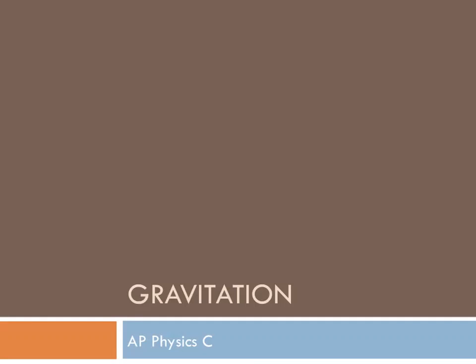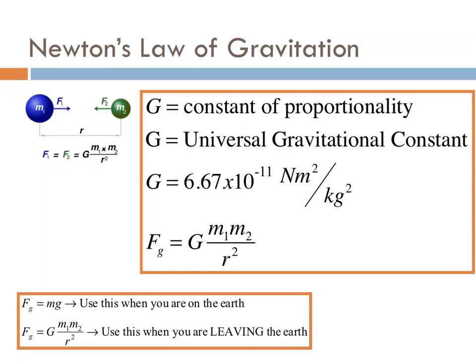This video covers gravity. Now you've seen this equation before. The force of gravity is equal to capital G, which is our gravitational constant, 6.67 times 10 to the negative 11, times m1 times m2 over r squared, where r is the distance between the center of mass of the two objects. It's the distance between centers of mass.